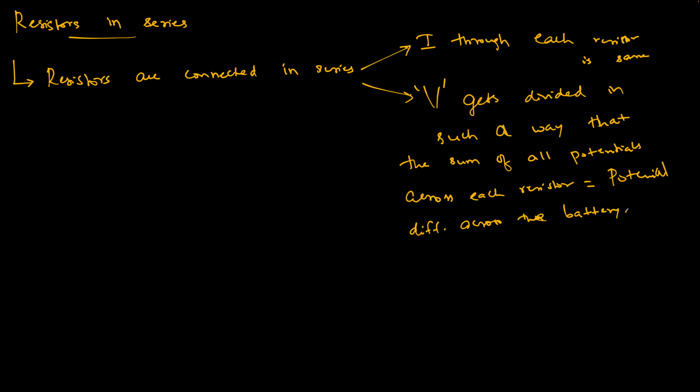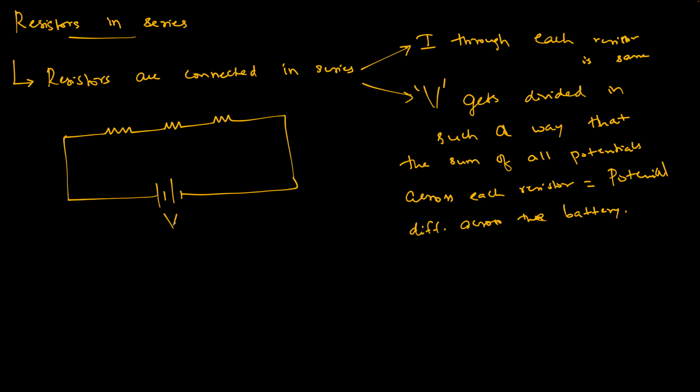There's a known story, right? So what I mean by this is, if I take 1, 2, and 3 resistors to be in series like this, and it is connected across a battery of, let's say, a potential difference V. Then here the resistances are R1, R2, and R3.